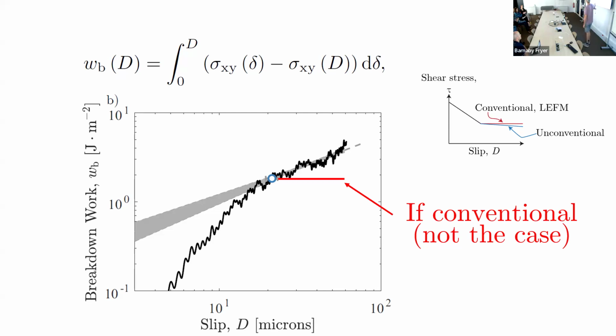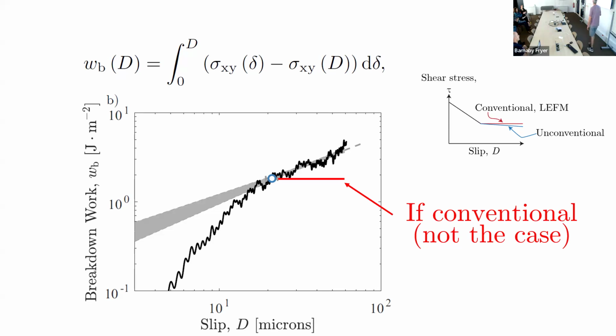The blue circle is where we have the DC. And then if we were conventional, if we were in this flat case, breakdown work wouldn't increase anymore, which means that it should be some constant line. I drew what it would look like. It'd be some red line there, some flat line.